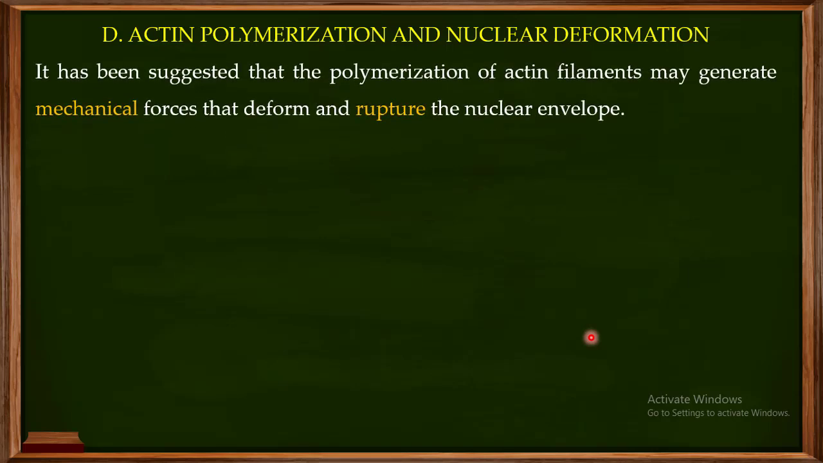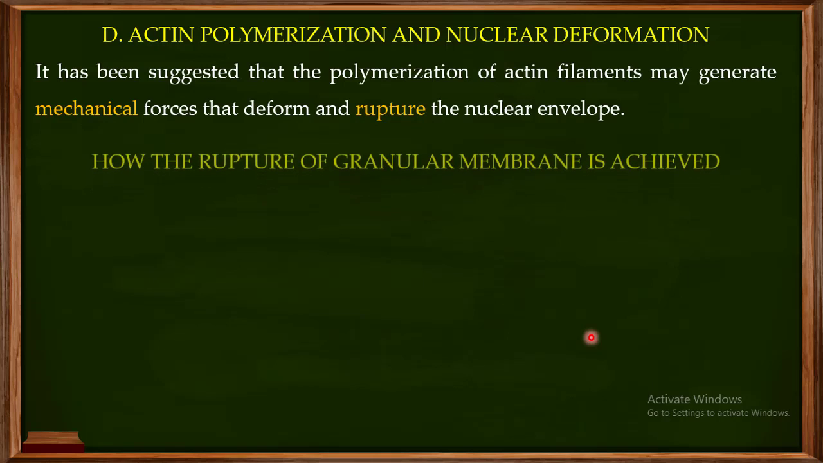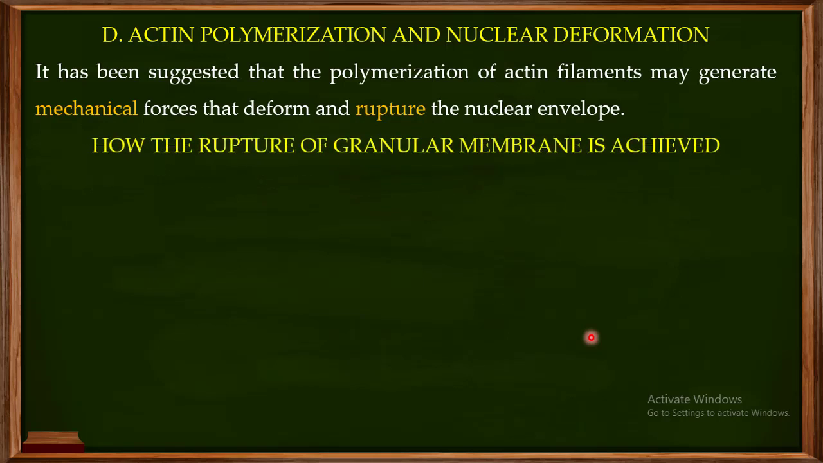Now, it has been suggested that the polymerization of the actin filaments may generate mechanical forces that deform and rupture the nuclear envelope. So you can expect any of these mechanisms to be responsible for the breakdown of the nuclear envelope and the release of the decondensed chromatin into the cytoplasm of the cell. Now that is one thing.